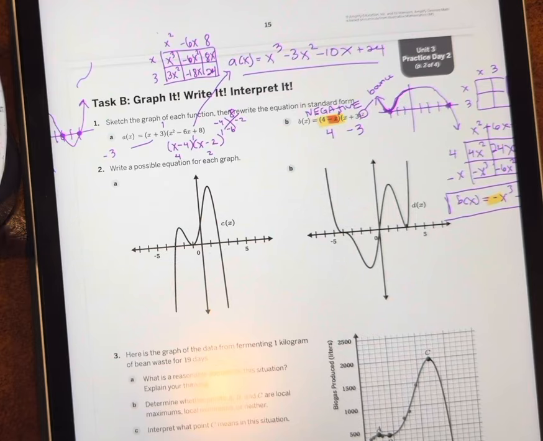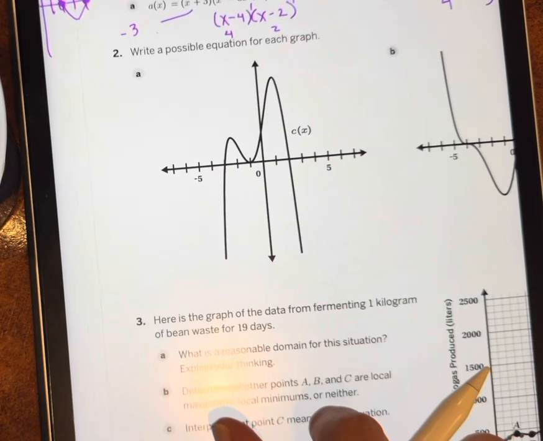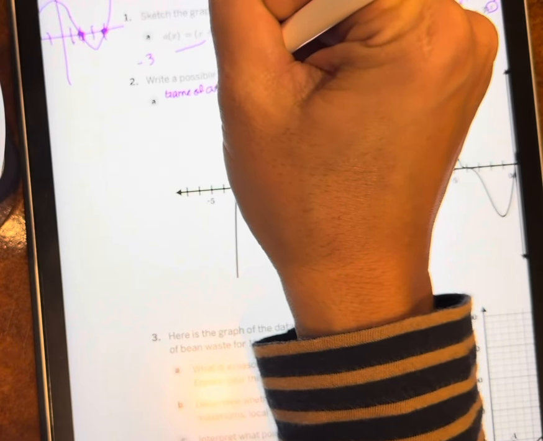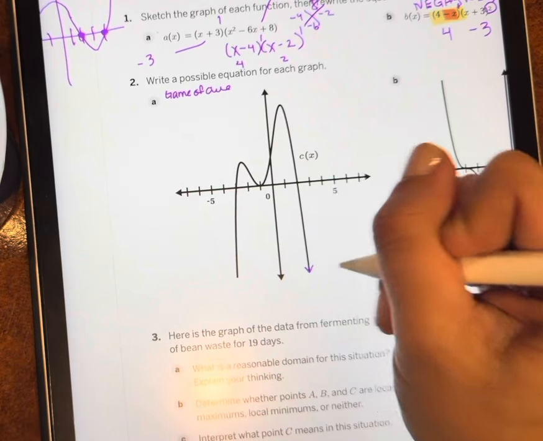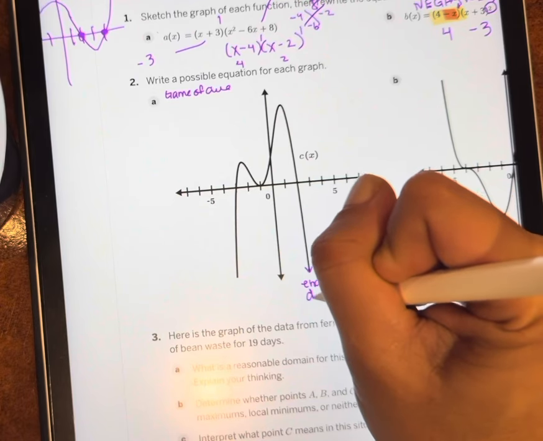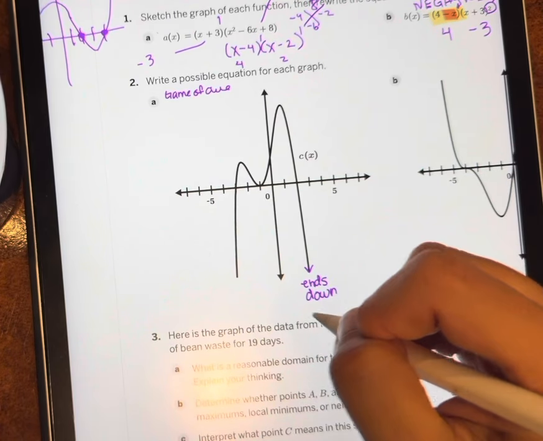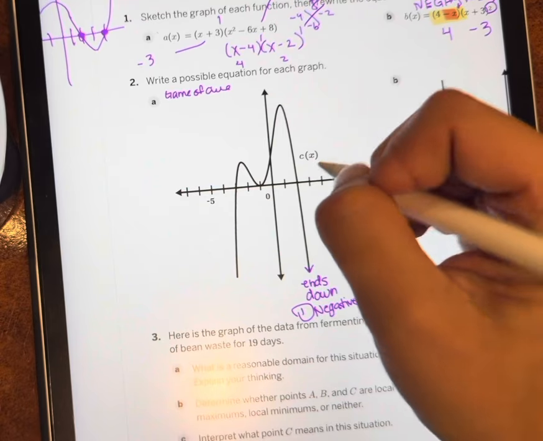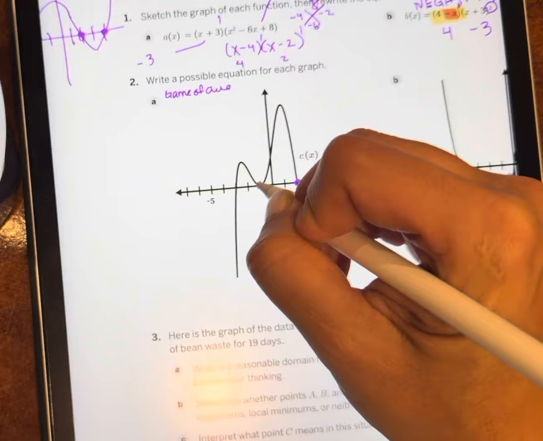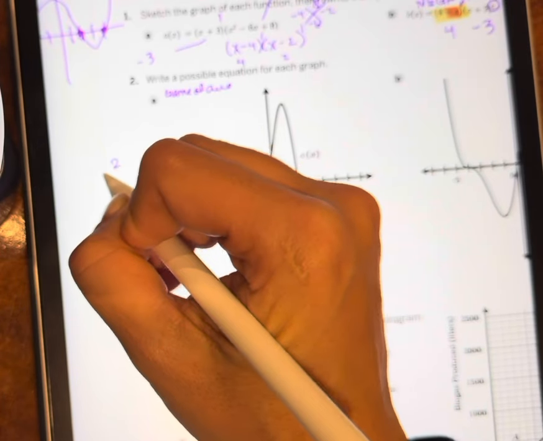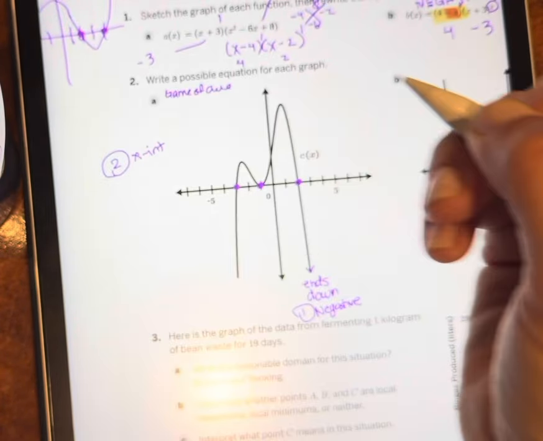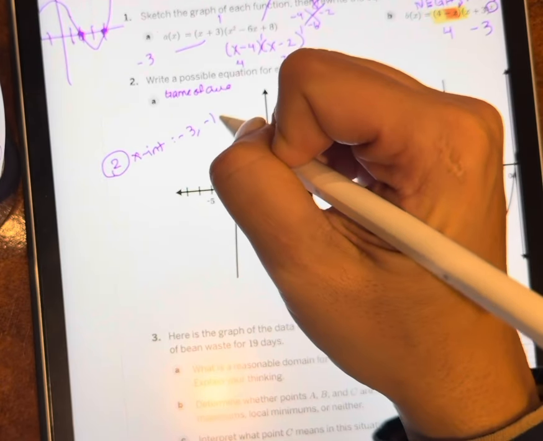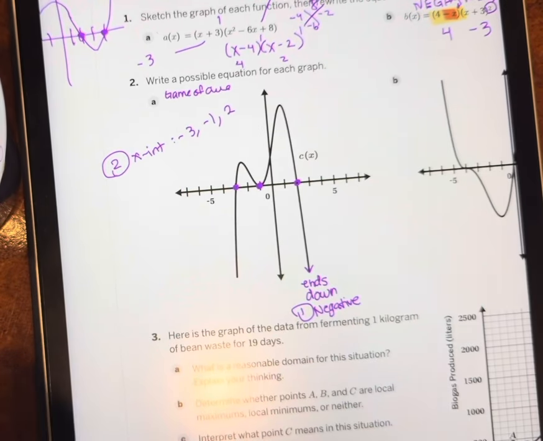Write a possible equation. Okay, you guys, this was on the quiz. I told you guys this is like a game of Clue. All right? This ends down. So my first clue, number 1, is that it's negative. My next clues are my x-intercepts. So clue number 2 is that I have x-intercepts at negative 3, negative 1, and 2.